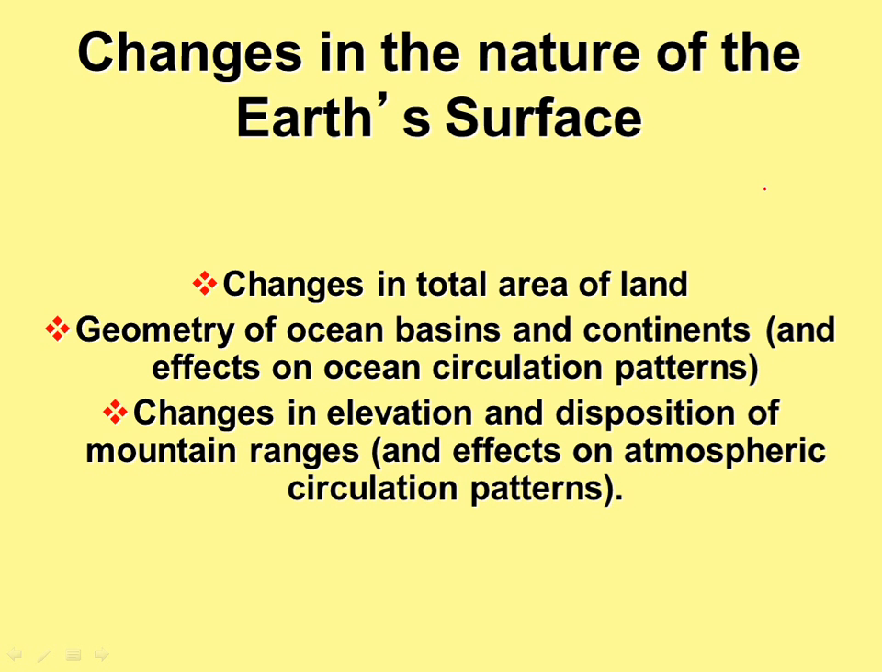Imagine what would happen in the world today if we were to remove the Isthmus of Panama. In other words, if we were to open a link between the Atlantic, Caribbean, and the Pacific. There would be significant changes in ocean circulation patterns if that were to occur, and that would have a significant effect on weather in general and climate in particular. So ocean circulation is important, but atmospheric circulation can also be influenced by changes in the nature of the Earth's surface, which is what the title of the slide addresses.